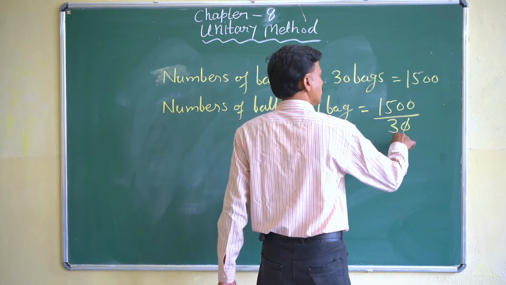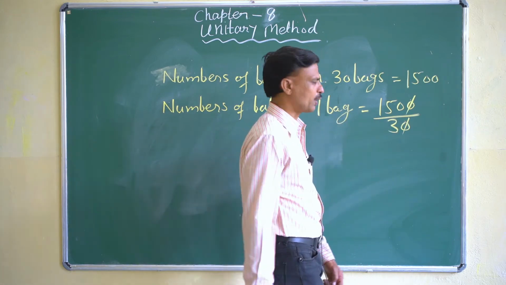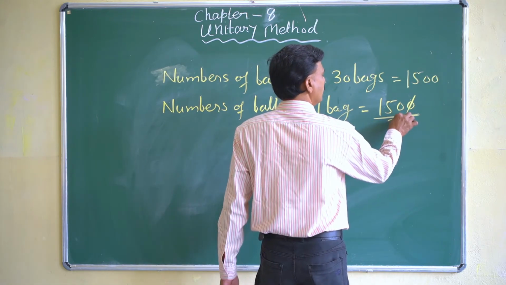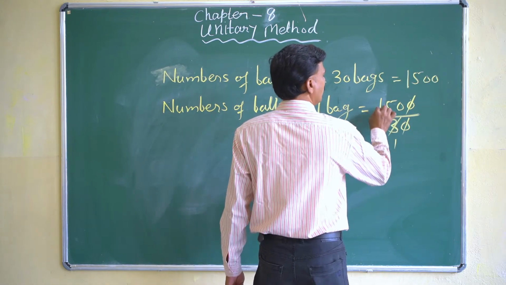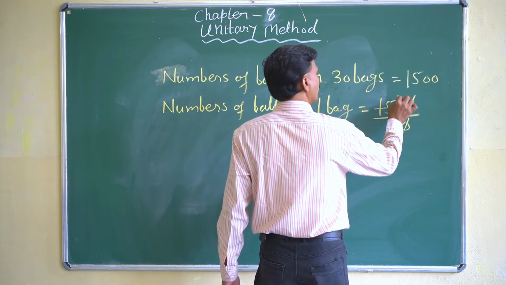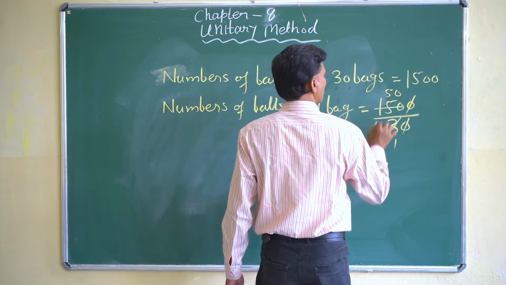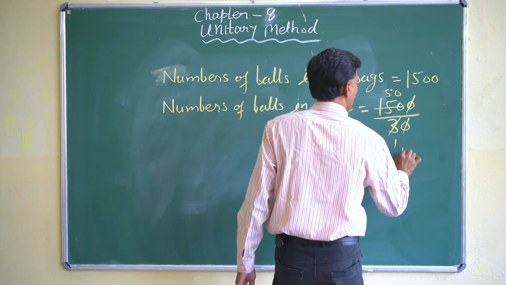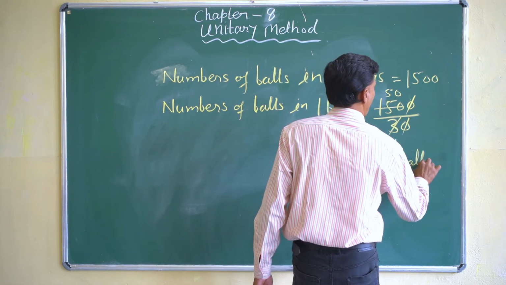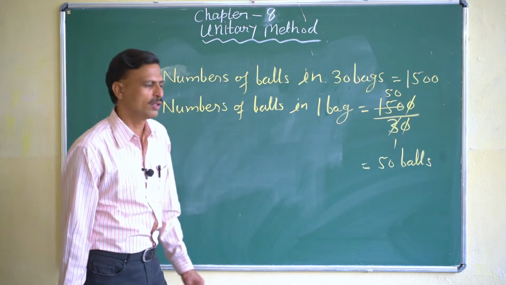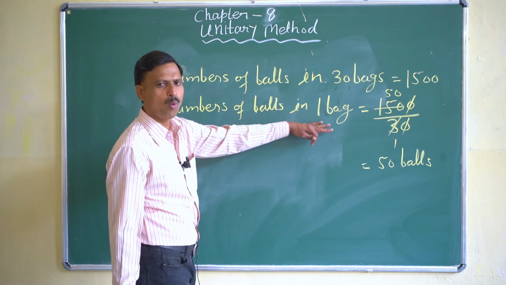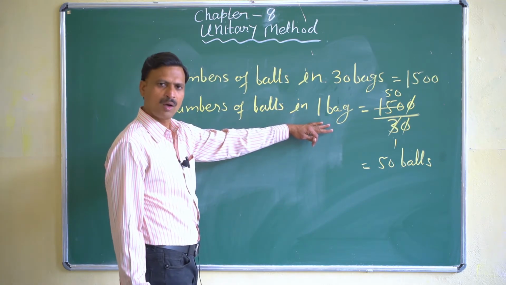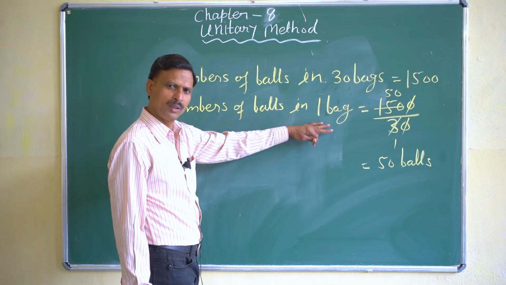So this 0 will be cancelled by this 0. 150 divided by 3, what will it come? 50 balls. So there will be 50 balls in one bag. Got it? Any problem? Right?